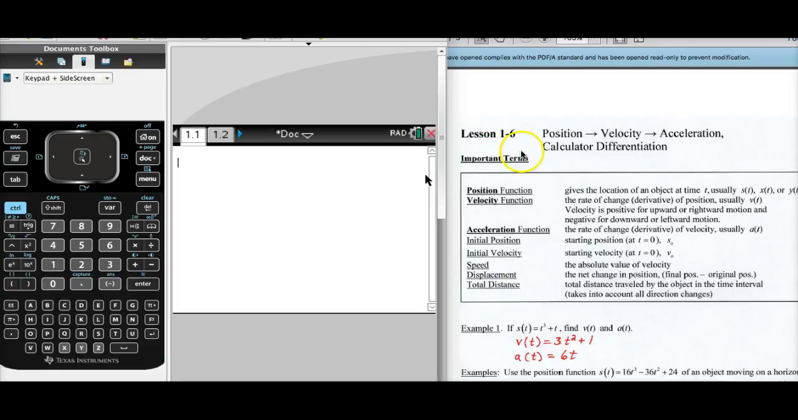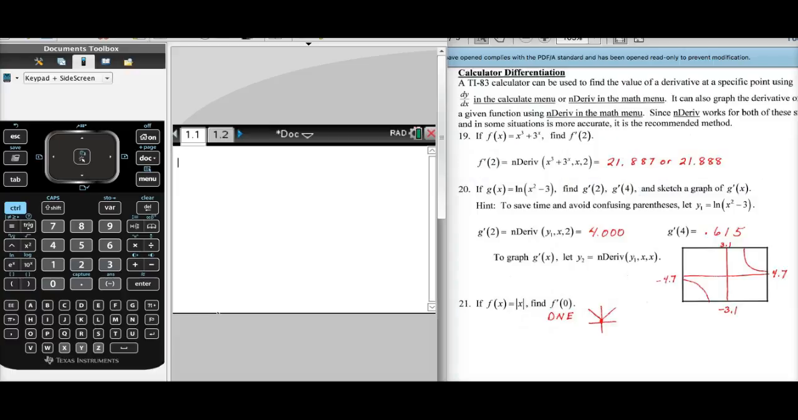Hi, we're doing the calculator portion of section 1.6, BC Calculus, Taylor and Shaw. We will show you how to do derivatives on the TI Nspire. Now there's a couple ways to do them.